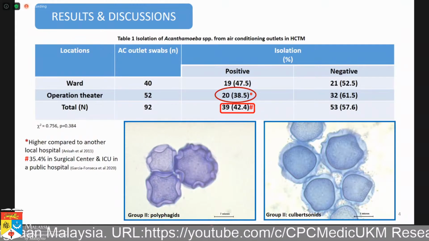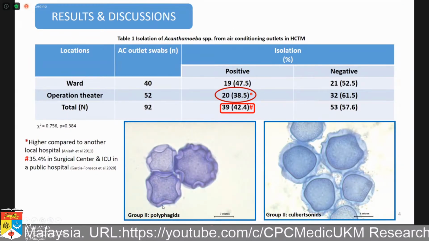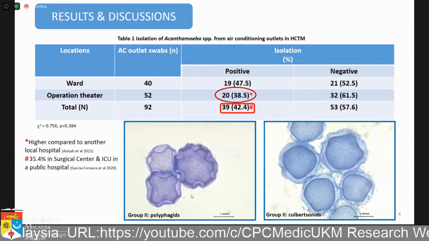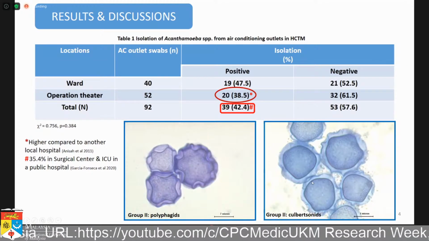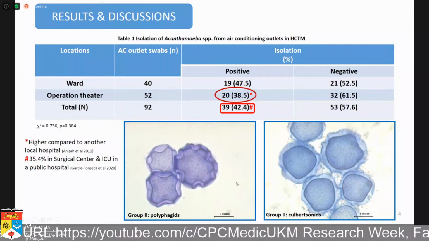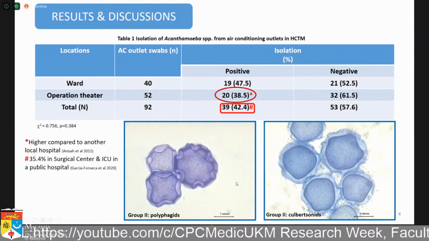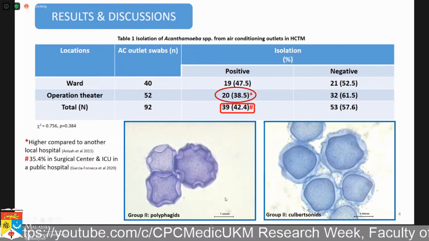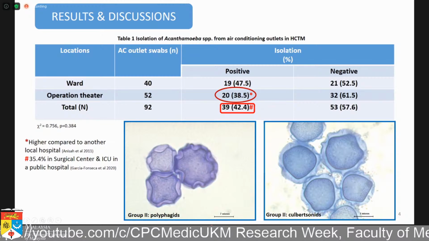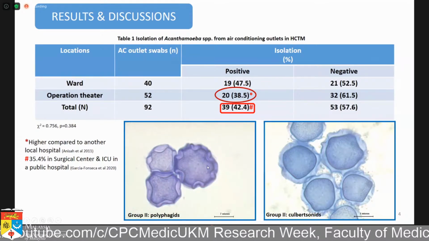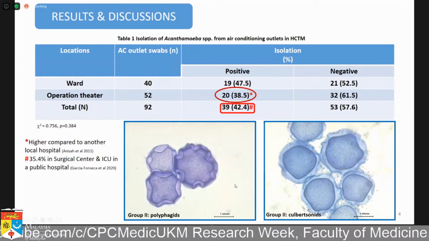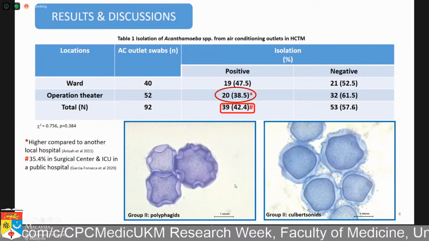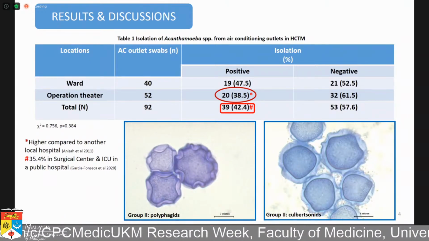Now, the Acanthamoeba isolated from all the samples were identified into group 2 polyphagia and group 3 castellanii. And this identification is based on the morphology and size of the cyst. And the thick double wall is clearly seen in this picture. The cyst has a very thick double wall which protects them from harsh environment and desiccation, for example.